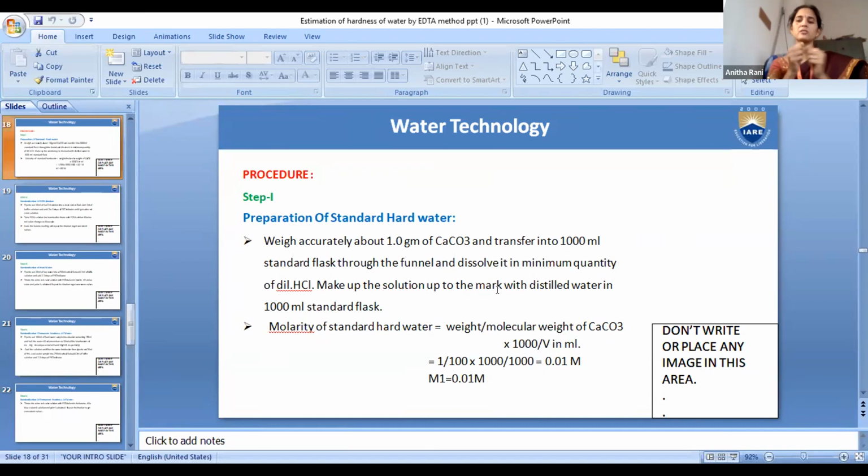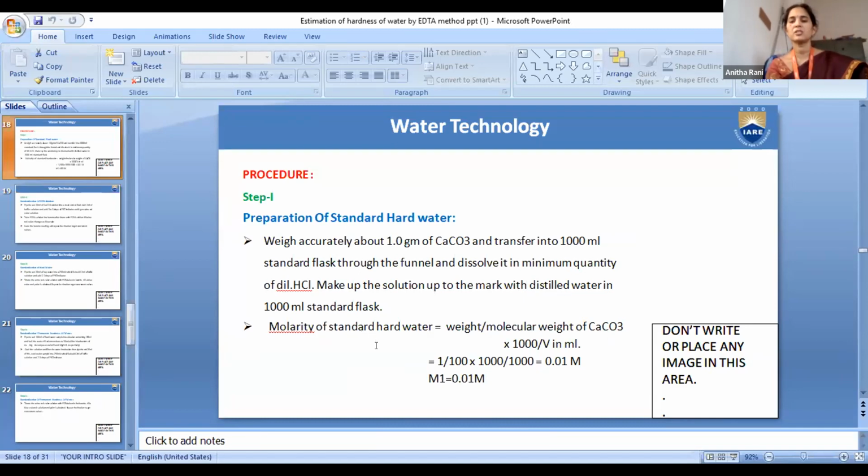Shake it nicely so that the calcium carbonate dissolves, and we can use that solution as standard water. Make up the solution up to the mark in the standard flask. Up to that mark, you have to take the distilled water and dissolve it, and you can use it as standard water.